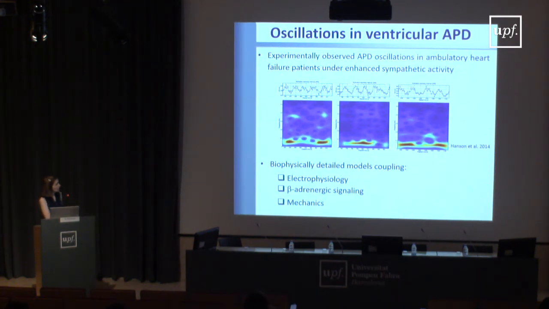Basically, if we represent the frequency versus time, what we see is that at this low frequency, there is this modulation that is maintained when we measure different recordings of the same patient. So we wanted to use the models with this autonomic modulation incorporated to investigate these oscillations. We coupled the electrophysiology, the beta-adrenergic signaling, and for these models, we incorporated the mechanics as well at the cellular level, which we did in this investigation. We are now moving to tissue, but for these results that I'll be showing, it was cellular models.